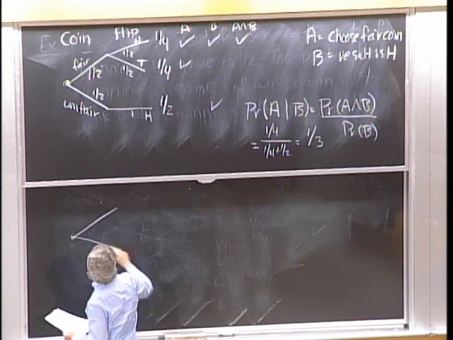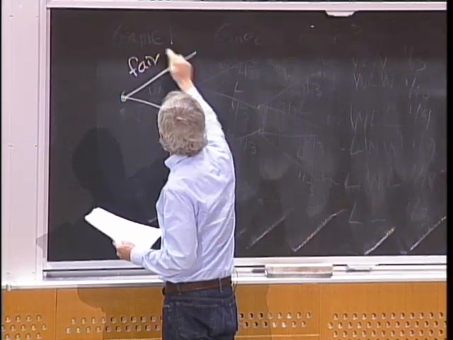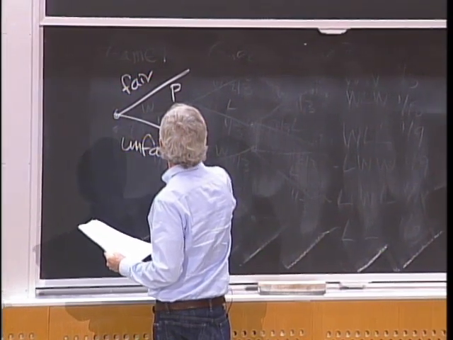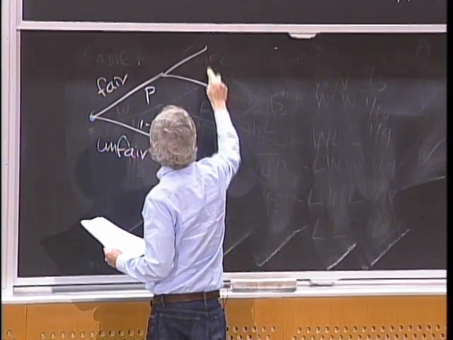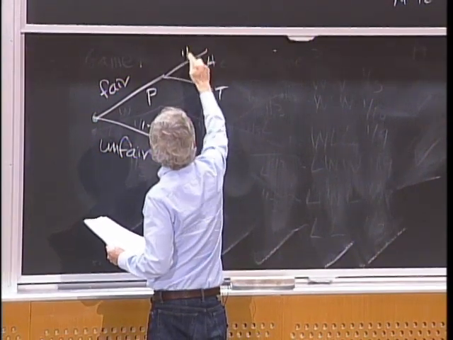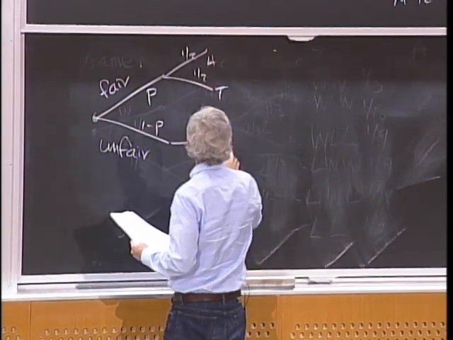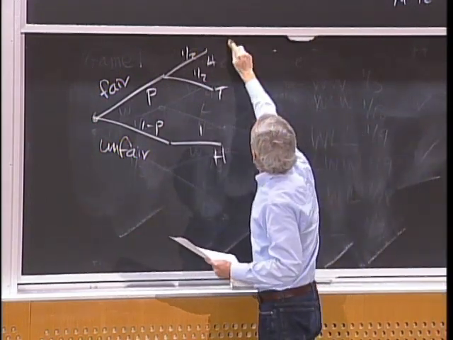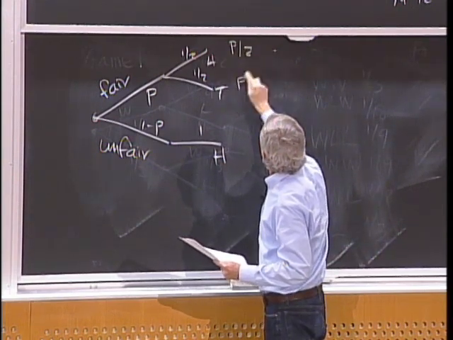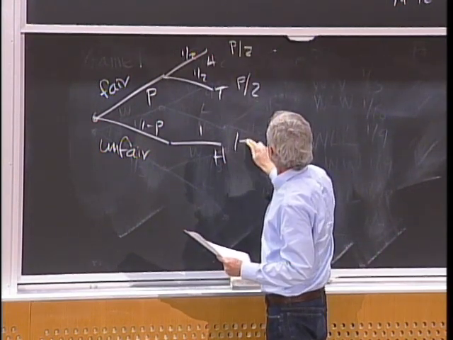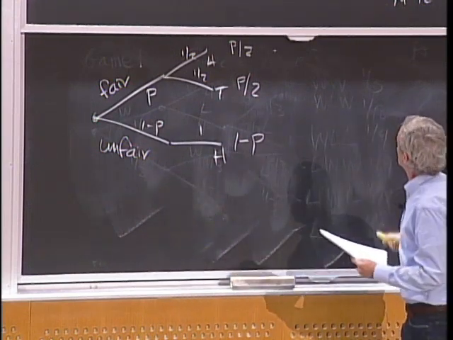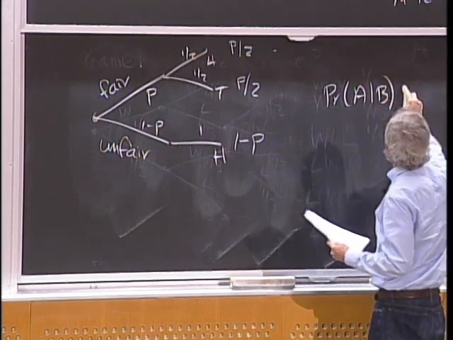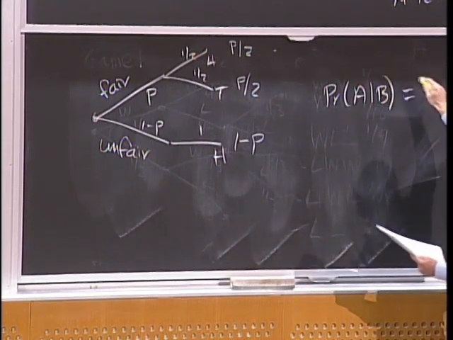Say I pick the fair coin with probability p and the unfair coin with 1 minus p. And this is the same: heads and tails, half, half, heads with probability 1. Well, now instead of a quarter, I get p over 2 up here. And this is now 1 minus p instead of a half. So the probability of A given B is the probability of A and B, which is p over 2.